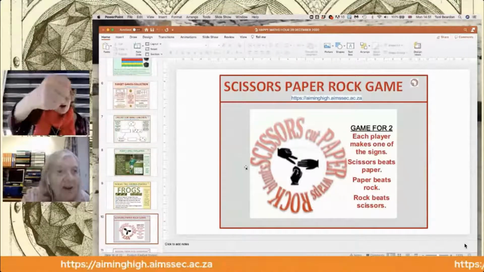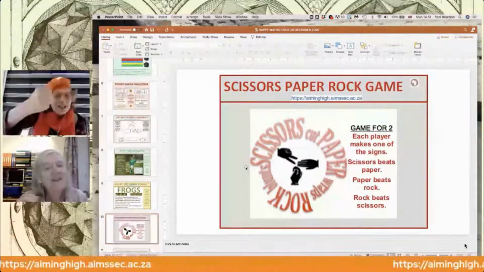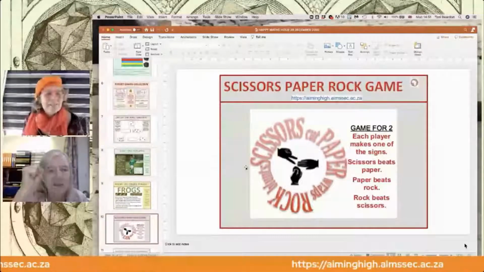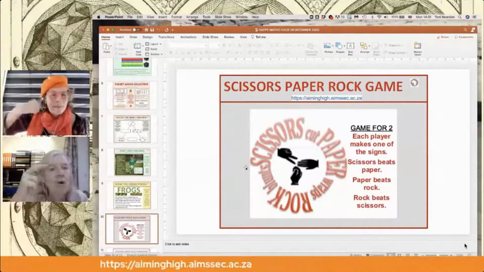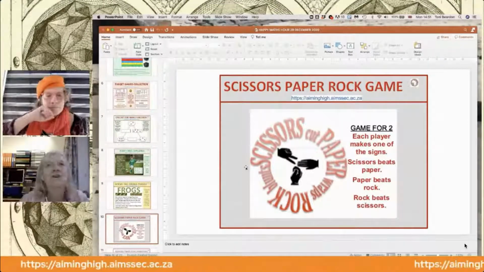Oh no, you win. I didn't change. Caroline has made her fist, which is a rock, and I made scissors, and the rock blunts the scissors, so the rock wins.